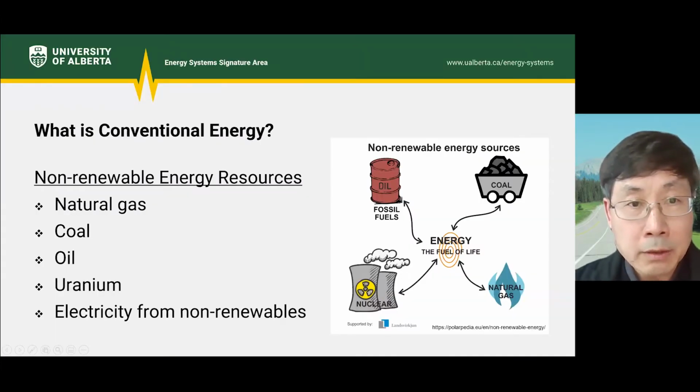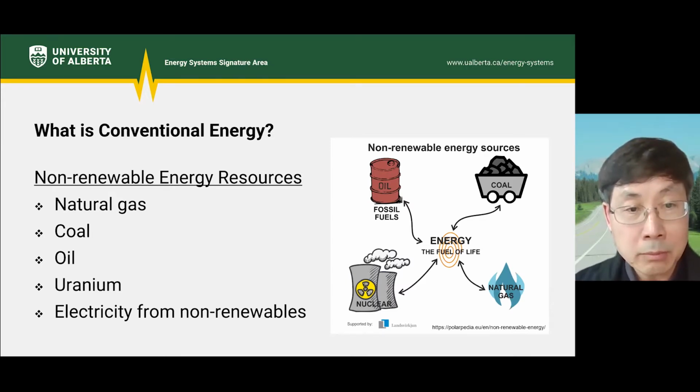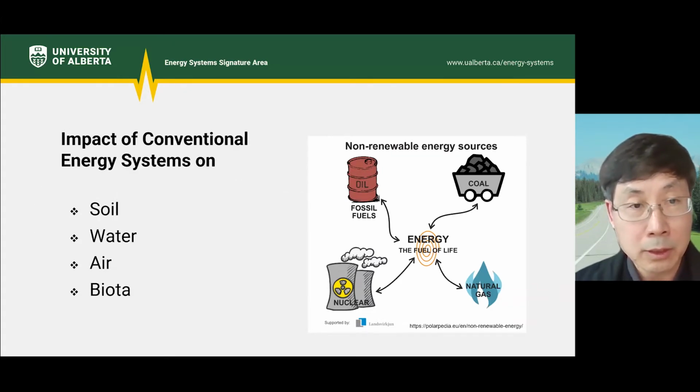So first of all, I would like to really quickly define what I mean by conventional energy. I'm referring to the non-renewable energy resources, including natural gas, coal, oil, uranium, which obviously is a resource that's going to be used for producing nuclear energy, and any electricity from non-renewables. I think the last point is also really important, because we typically think that when we are driving electrical cars, we are using renewable energy, which is not necessarily the case. That all depends on where the electricity is coming from, or how the electricity is being produced.